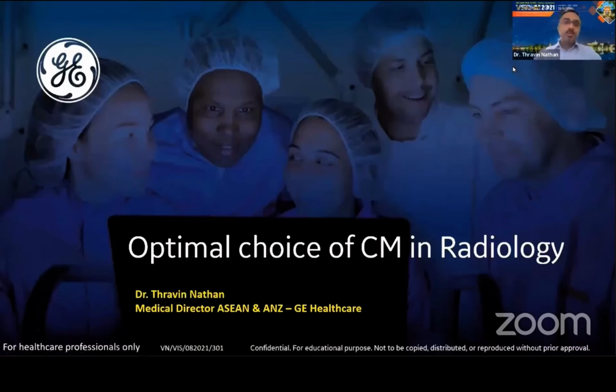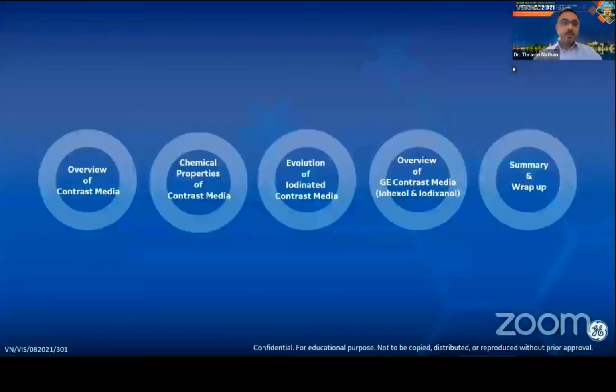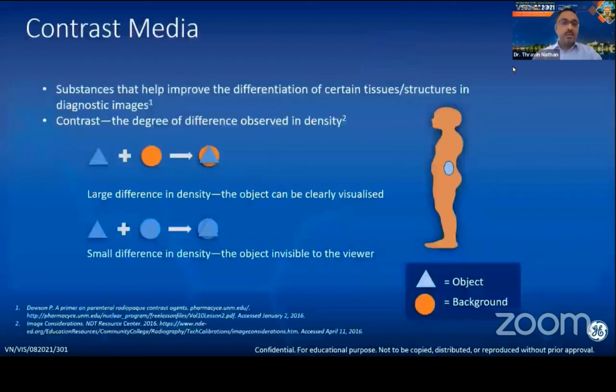And today we are here to talk about the topic of optimal choice of contrast media in radiology. This slide gives an overview of the different subtopics that I will cover in my presentation today. And without further ado, let's get into the actual content of what I will present today.